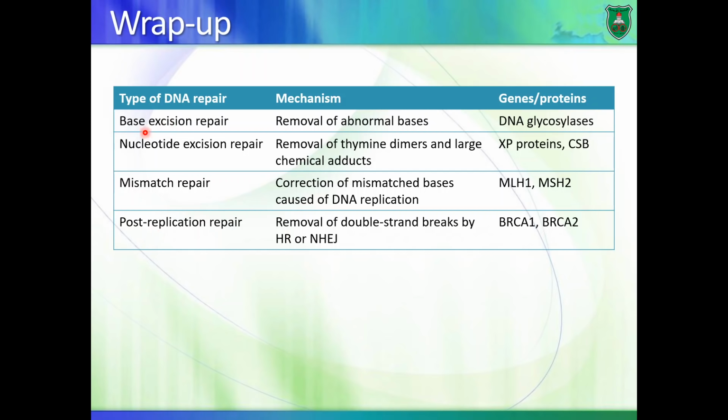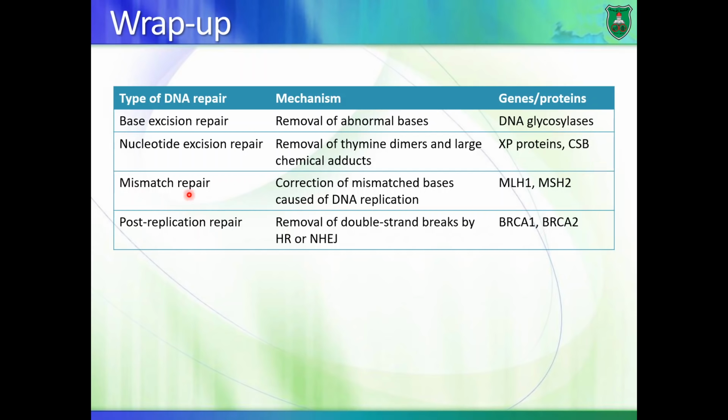We have the base excision repair, which is catalyzed by DNA glycosylases. They remove abnormal bases. We have the nucleotide excision repair. Specifically, they work on pyrimidine dimers or thymine dimers, or even if you have conjugation attachment of large chemical adducts like the benzo[a]pyrene to DNA bases. And you have these proteins that are involved, the XP proteins as well as the CSB, Cockayne syndrome B protein.